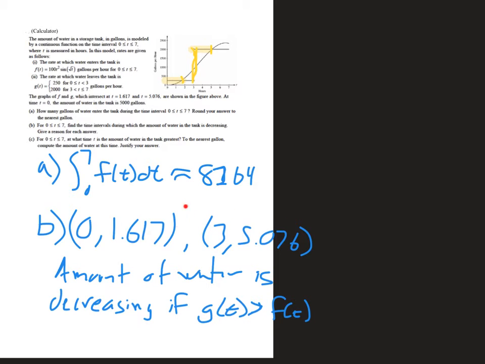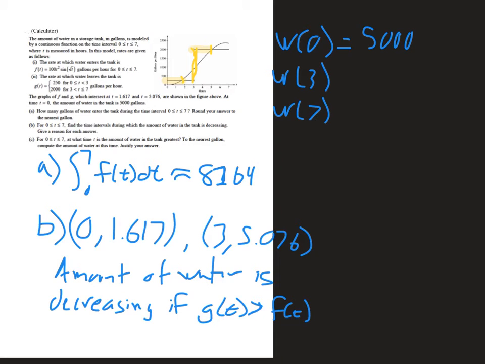So that leaves this interval here where we're increasing from 1.617 to 3, and then from 5.076 to 7, where we're again increasing. So there's really 3 values that I have to check here. I'm going to say that W is the amount of water. I need to know what is W of 0, what is W of 3, and what is W of 7. Those are the only places that the maximum could occur. W of 0 is given to me as 5,000.